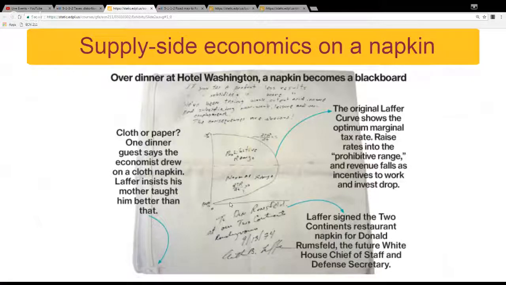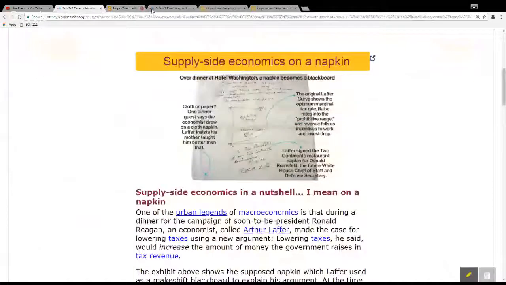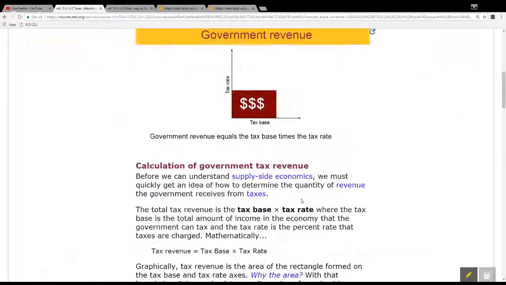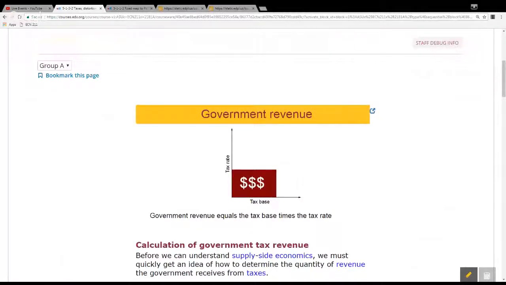And that turns out to be something that most economists agree on, that under certain assumptions, tax rates can be lowered and revenue can be going up. And the fundamental insight in this is that tax revenue is the product of two things. It's the product of a tax base and a tax rate.